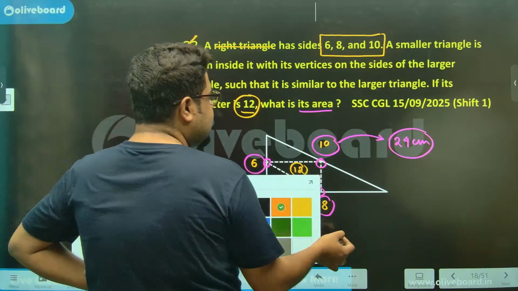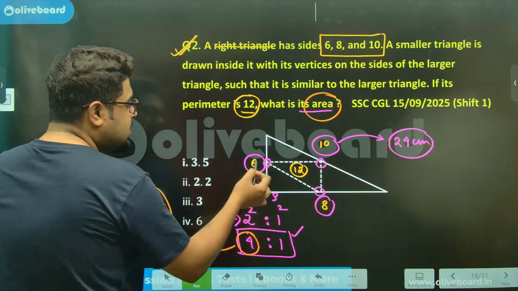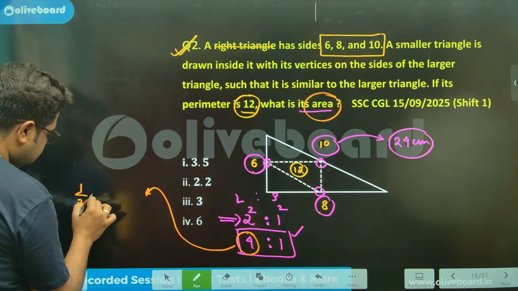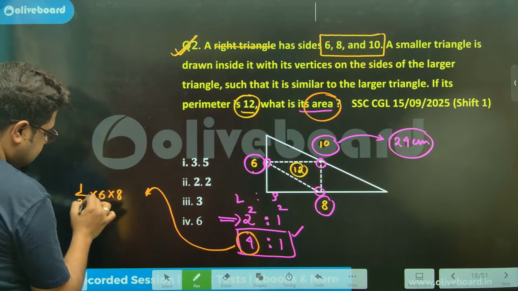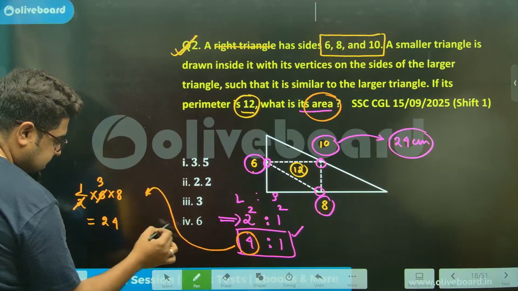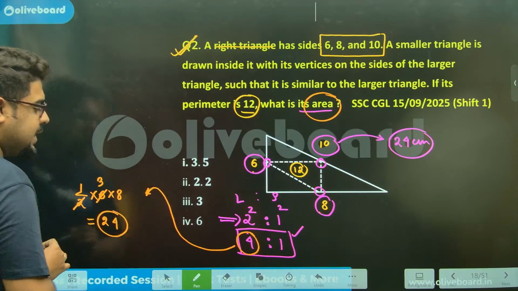Now, sir, the area they are asking. I can figure out the value of these 4 parts, because I know the base and height, 6 and 8. So the area of this is half into 6 into 8. So this is 3, so 24. So 4 parts equal to 24. No unit is given, so 24.